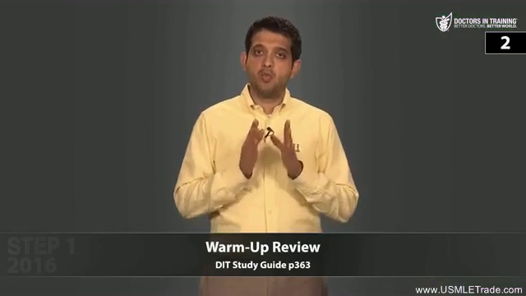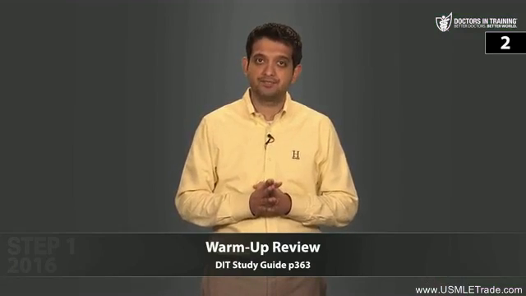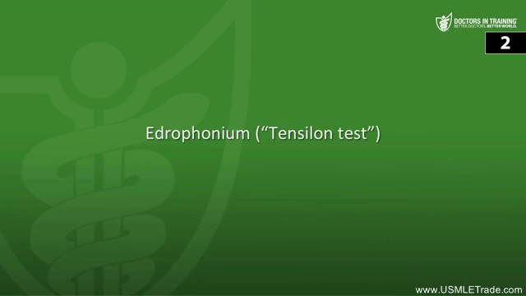Next question. What drug is used to help make the diagnosis of myasthenia gravis? So the drug is edrophonium. The brand name of the drug is Tensilon, and we call it a Tensilon test. The drug is too short-acting to be used to treat myasthenia, but we definitely use it to make the diagnosis.